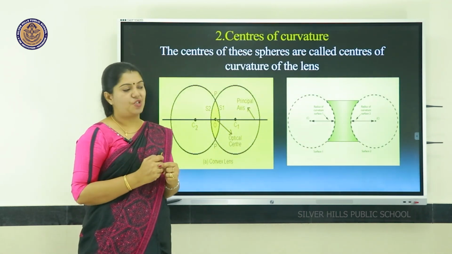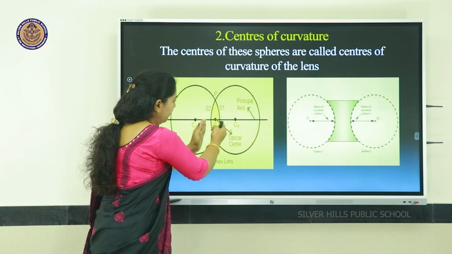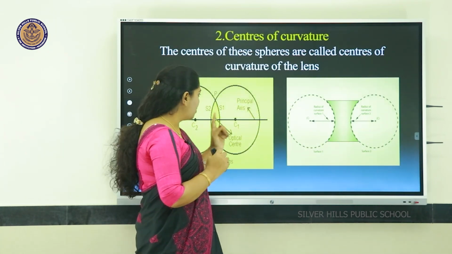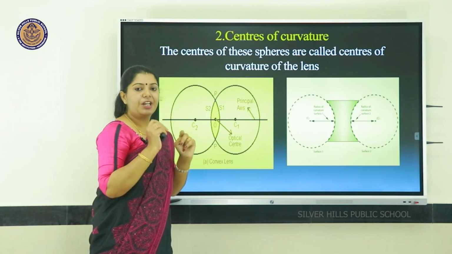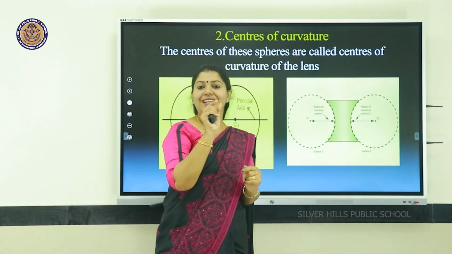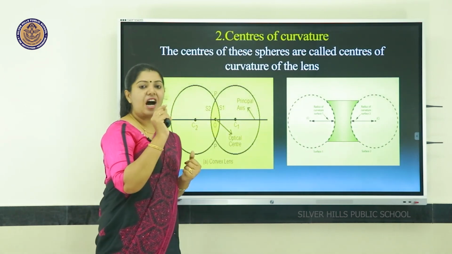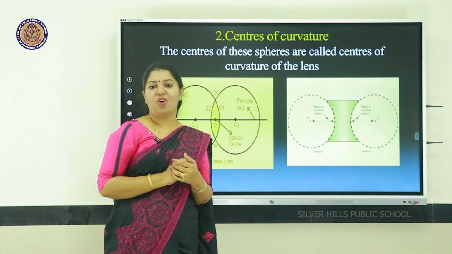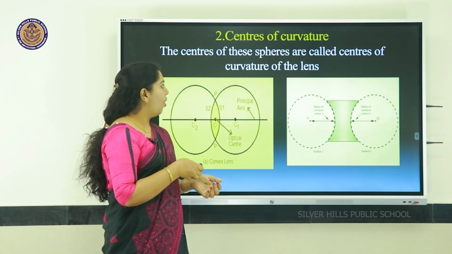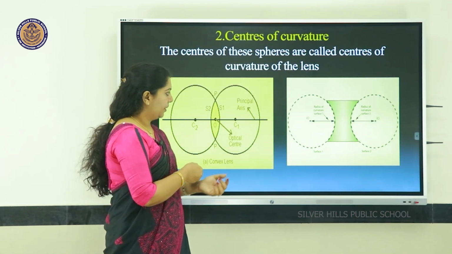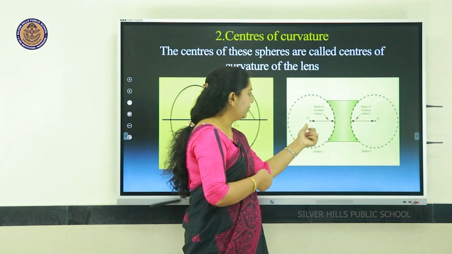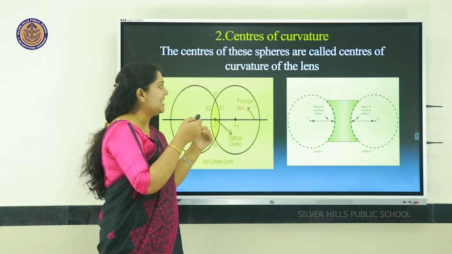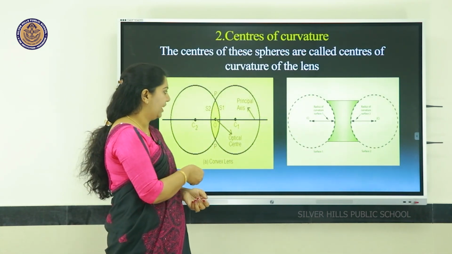Second one, center of curvature. This is the refracting surface of the lens. For concave lens, this is the refracting surface. Actually, if we are drawing, we will get two spheres. Both convex and concave, we will get two spheres. Both these spheres have centers C1 and C2. The centers of these spheres are called centers of curvature of the lens. For concave lens also, we can see that there is C1 and C2. So, center of curvature means the centers of these spheres.